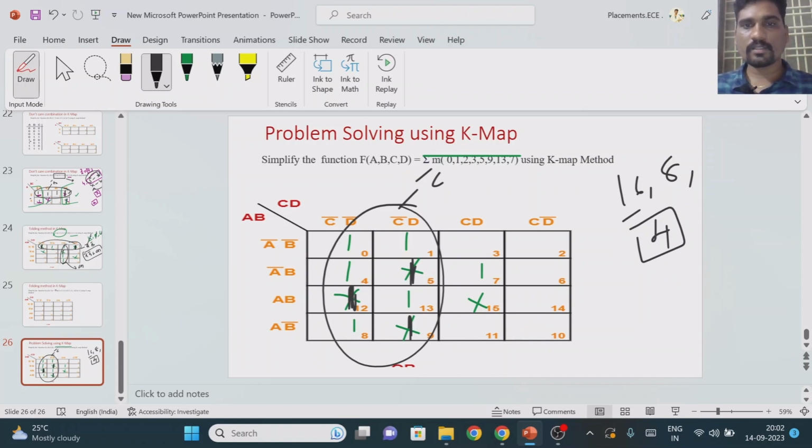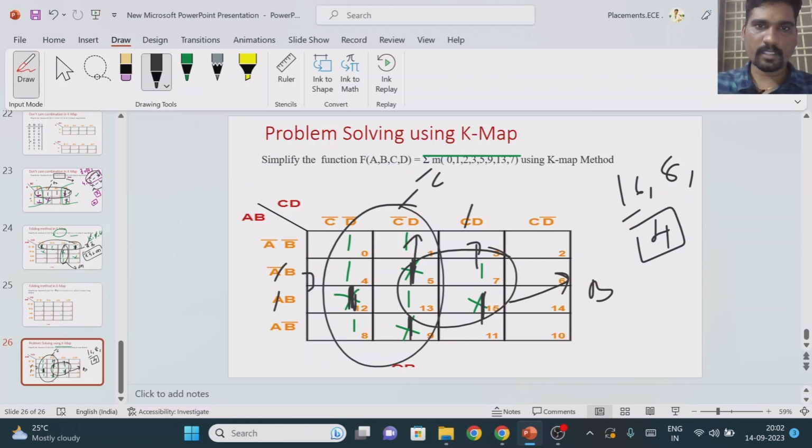In what case? If we consider this as the 1, then we can group like this, right? Now here we'll be getting one more product. What is that? A bar A, B means B value. Then here it belongs to this value, right? C bar gets cancelled. DD means D. So what is the final answer? C bar plus BD, right?